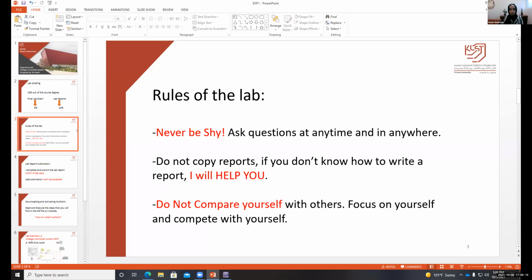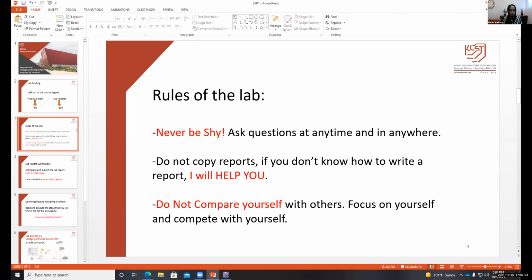Rules of the lab: never be shy, ask questions at any time and anywhere. Interact with me during the lab session if you have a question, or you can send me an email and we can sit in a Zoom meeting, or you can pass by my office in the office hours. To book an appointment, you have to send me an email because sometimes I'm not in the office. To make sure that I'm in the office, please send me an email and we can sit in a meeting. So I want you to be like a question machine. Don't be shy to ask any question at any time and anywhere.